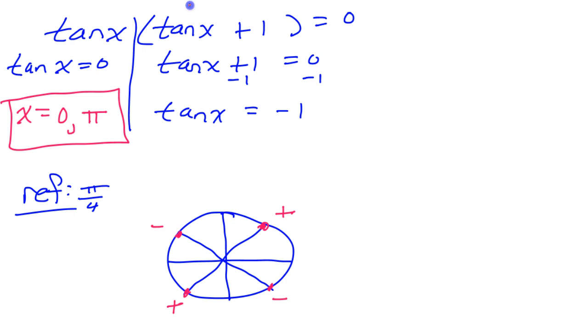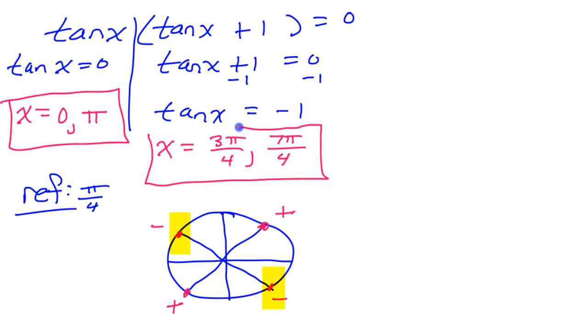In this case, we want the negative 1. So we have solutions here and here. So we will add those solutions to our list. So x equals 3 pi over 4 or 7 pi over 4. So altogether we have these 4 solutions to the question.